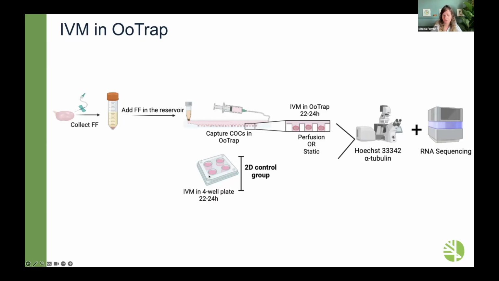And we have a 2D control, just a normal 4-well plate. Then we checked for integrity of the metaphase plate and spindle. That is an indication of the quality of the oocyte and that it is matured. And then we also did RNA sequencing.